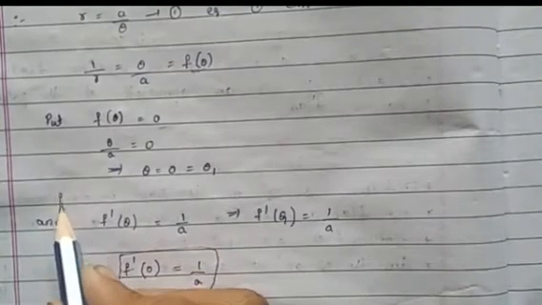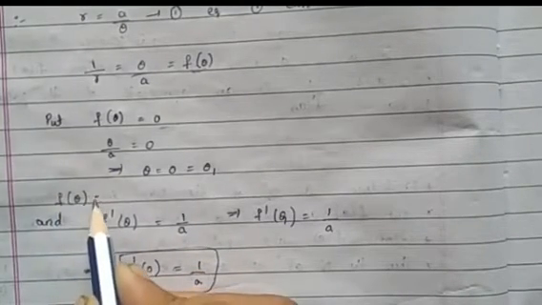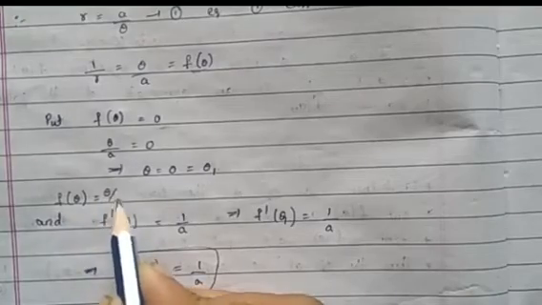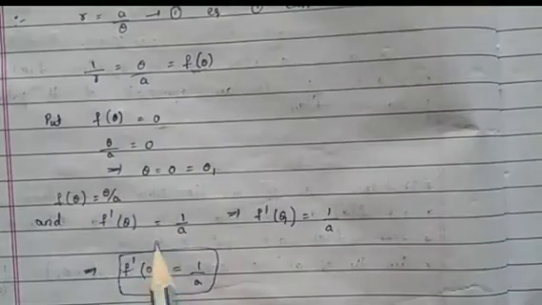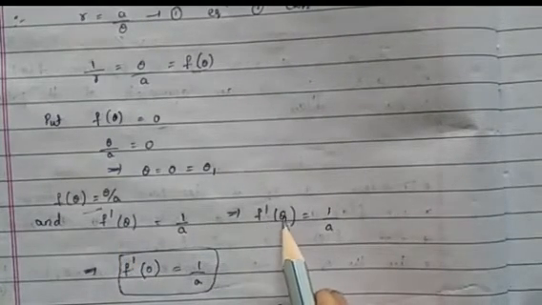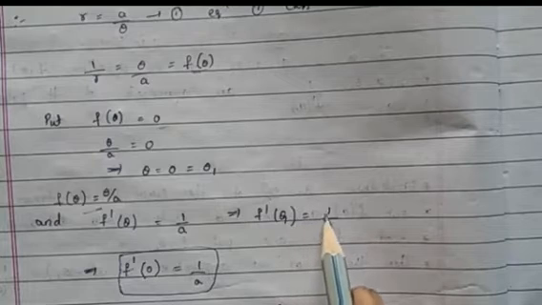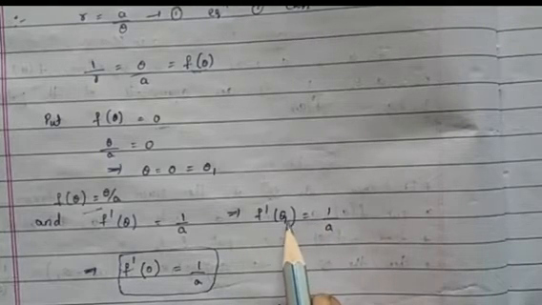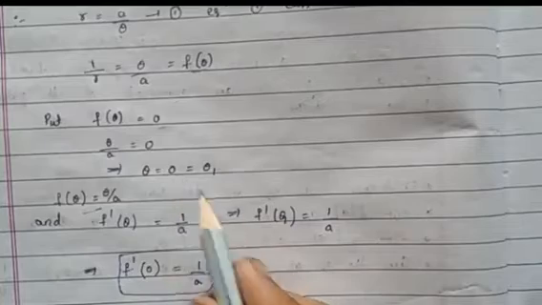F of theta is equal to theta by a. You get this differentiation as 1 by a. After that we substitute theta as theta 1. F dash of theta 1 is equal to 1 by a. The theta 1 value is 0. So we get f dash of 0 is equal to 1 by a.